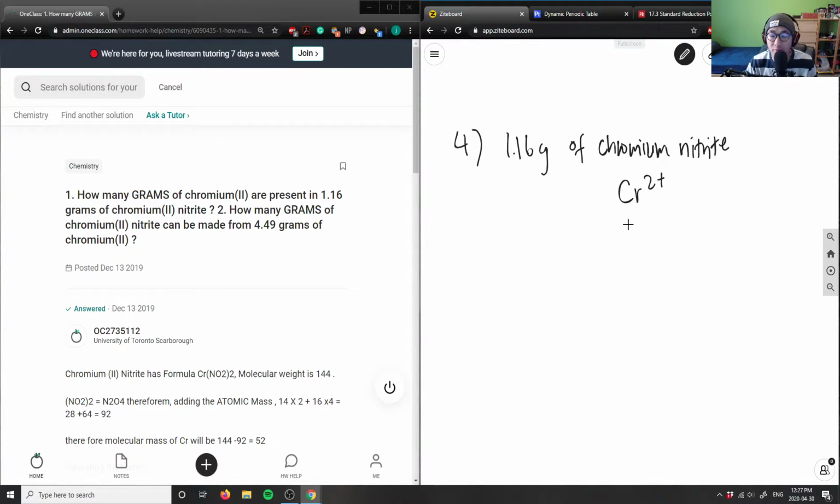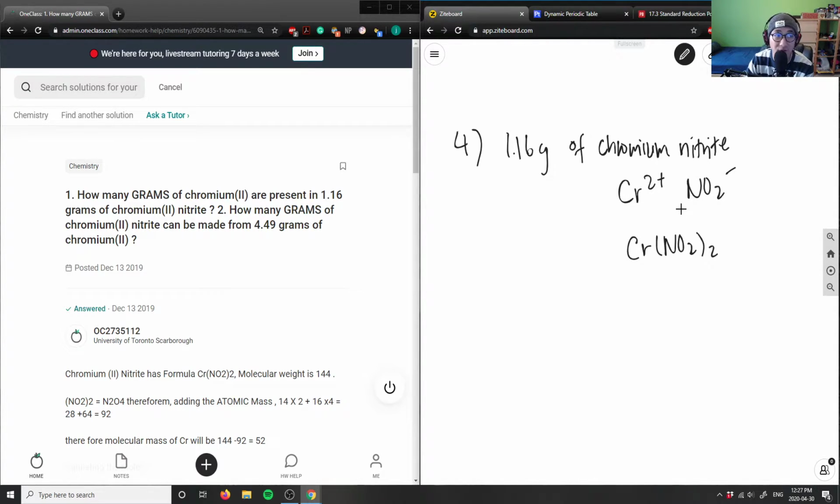And nitrite is one of our special polyatomics, right? So if I recall, nitrate has a charge of NO3 minus. Nitrite will have a chemical formula of NO2 minus here. So this is NO2 minus here, which means my formula for chromium nitrite would be Cr(NO2)2 here. So this here will be my chemical formula for chromium nitrate. And again, I have 1.16 grams of this. So it's asking us how many grams of chromium-2 are present in 1.16 grams of chromium nitrate.